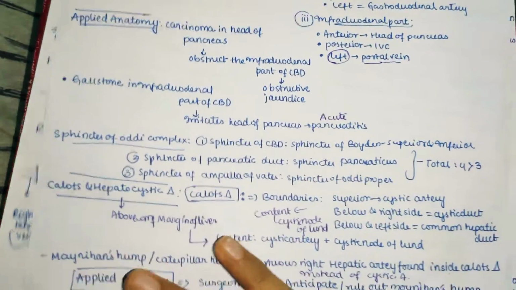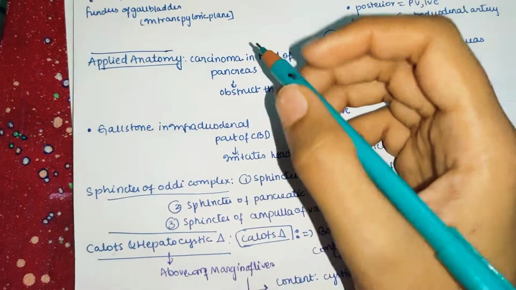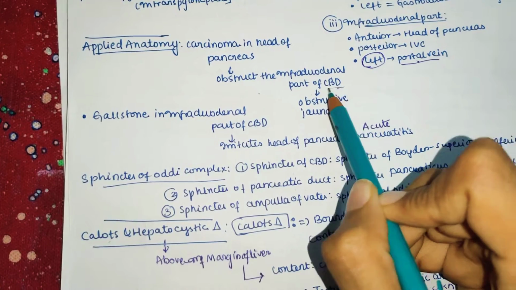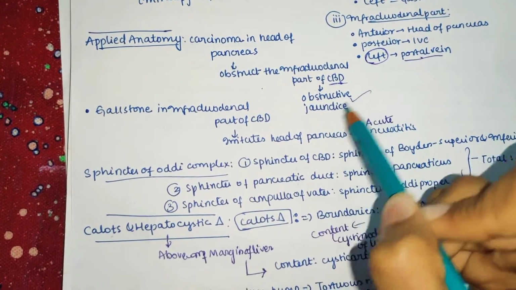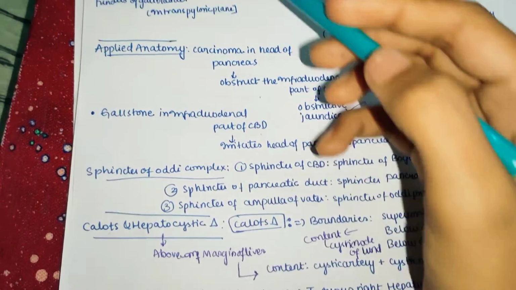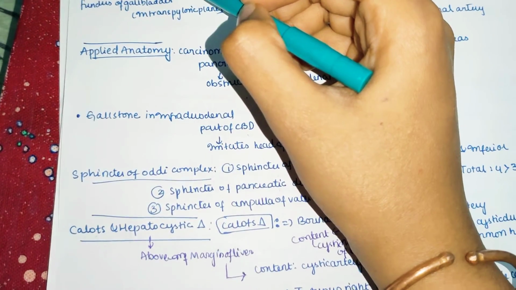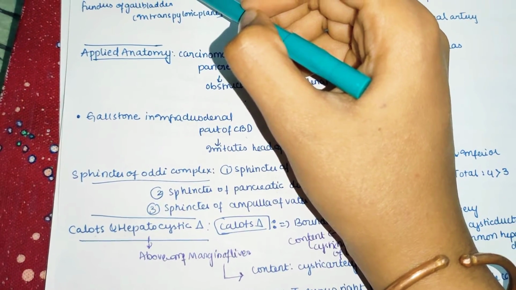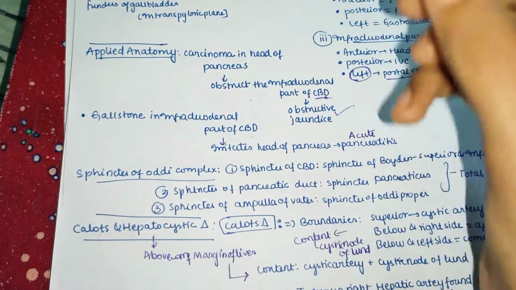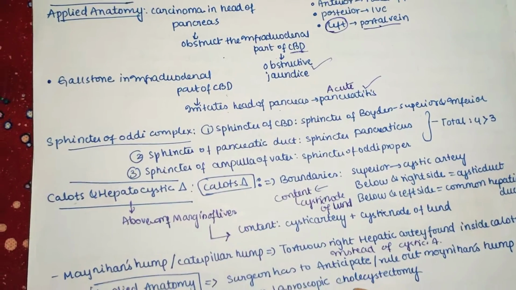Okay, so now coming to applied anatomy. Sometimes there is a carcinoma in the head of pancreas, and that will obstruct the infraduodenal part of the common bile duct, and thus lead to obstructive jaundice. Next, gallstone in the infraduodenal part. If there is a gallstone in this common bile duct, what happens? Now the bile cannot move further, so it will go into the pancreatic duct. As it goes into the pancreatic duct, it will irritate the head of pancreas and lead to acute pancreatitis.